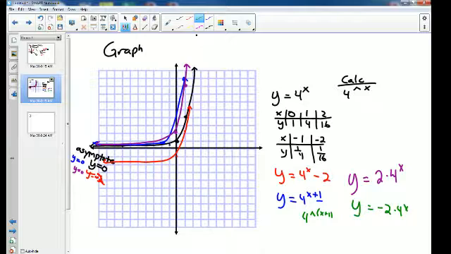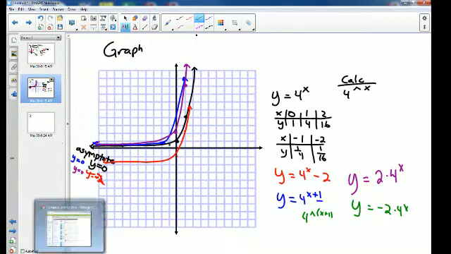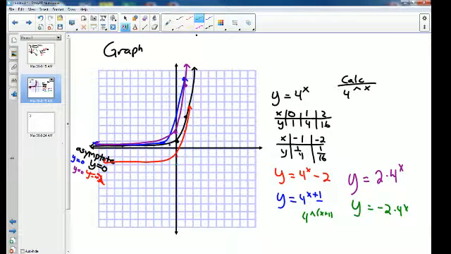Okay, what does the negative do in front here? It reflects it across that line, across the x-axis. Yeah. So this green one is the exact reflection of the purple one. Not accurate, but you get the idea, right?